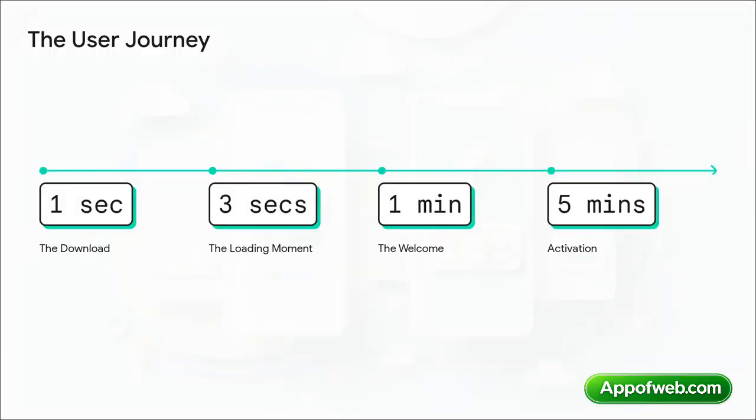Let's move along and see how this builds, because getting these initial few screens right or wrong has a measurable, immediate impact on whether a user actually activates and sticks around. If we map out the chronological user journey, look at the timeline we're dealing with. At 1 second, you have the download, but watch what happens right after. At 3 seconds, you hit the loading moment. By 1 minute, you're into the welcome experience. And by minute 5, you've hopefully reached activation.